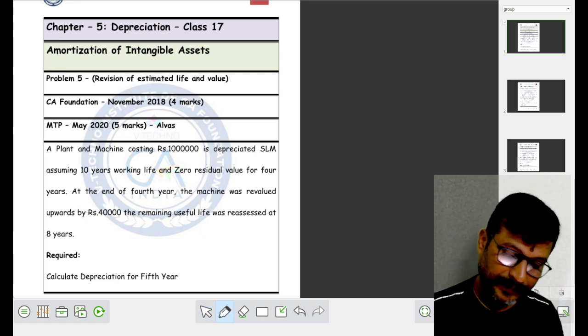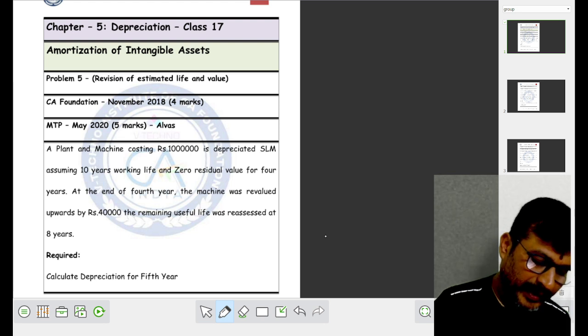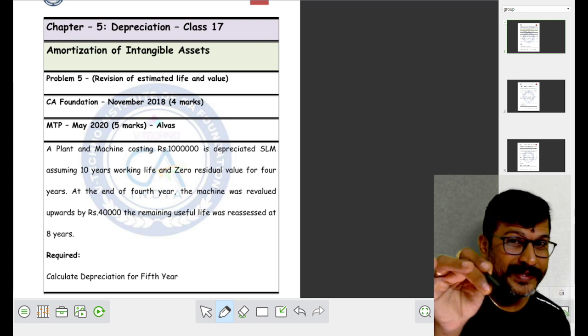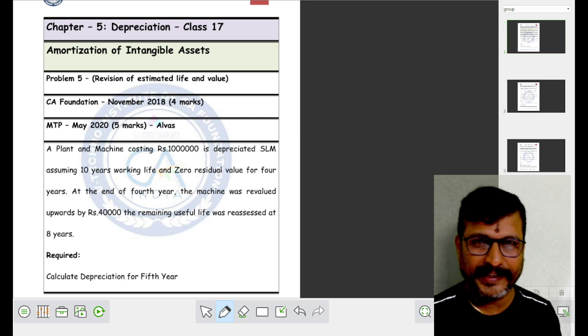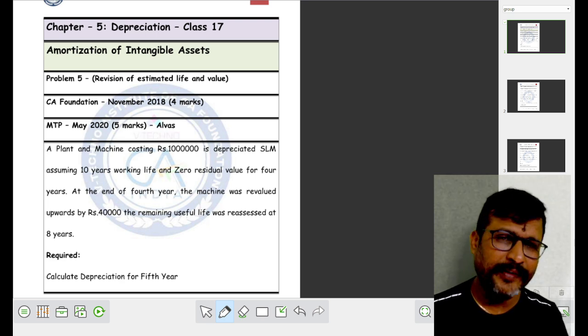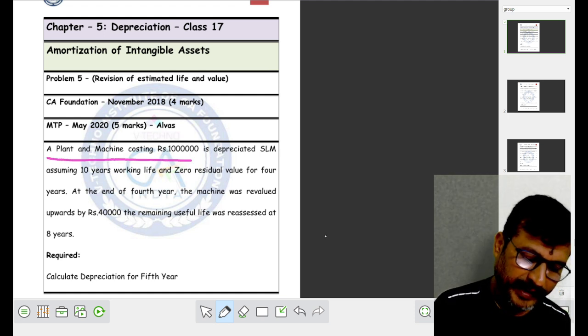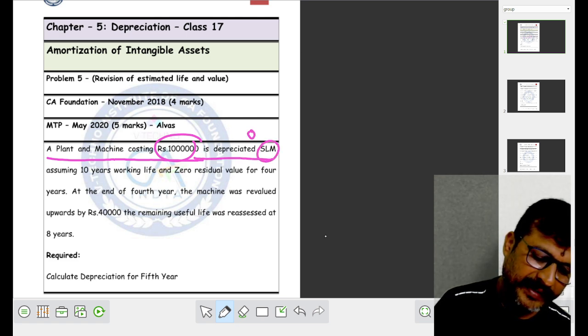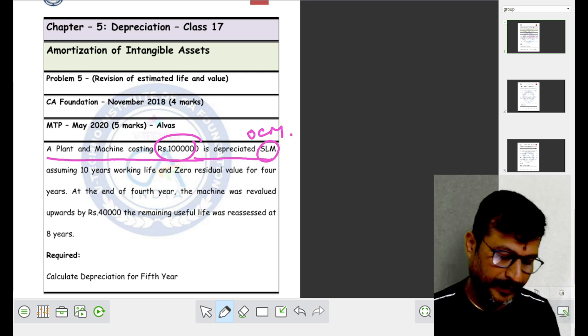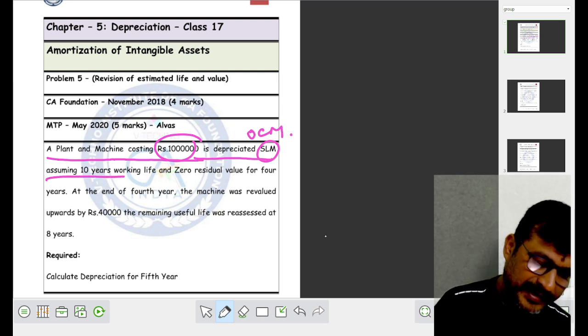A plant under one more problem was missed in the last video, right? It is being deleted. I am solving that. After that we go for amortization. A plant and machinery costing 10 lakh rupees depreciated on straight line basis. Straight line basis means original cost method. Assuming 10 years life. Okay, fine.